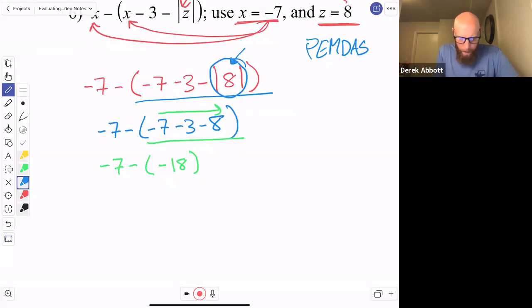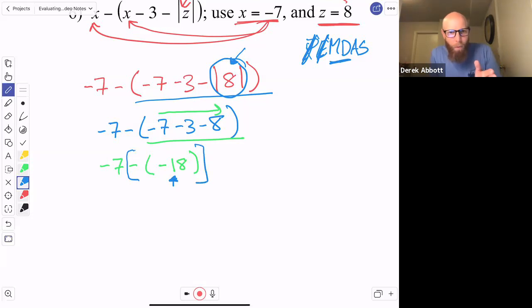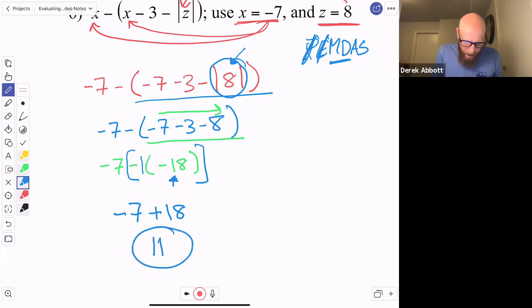Keep working. So there's nothing else to do inside this parenthesis. So the next thing, we look for exponents, none. So now we're at multiplication and division. Technically, this little section here is called multiplication. It's a -1, right? So I could literally put a 1 here times -18. So what that really becomes is -7 plus 18. Sometimes we call it change it. It's a minus, a negative, which makes it a positive, right? So -7 plus 18 is 11, and we are done.